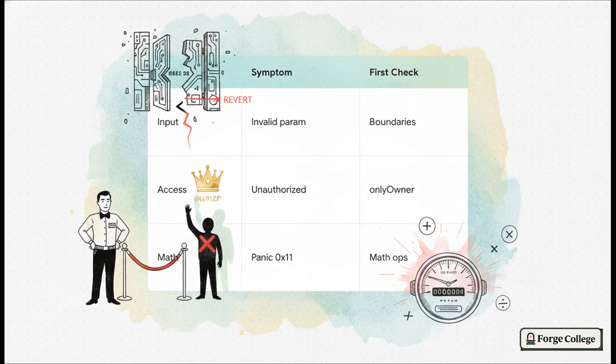Third is arithmetic. The classic symptom here is panic code 0x11, or just completely wrong balances. It's kind of like a car odometer rolling past its maximum and snapping right back to 0. You've got to check your math operations and ensure all those safe math patterns are fully intact.